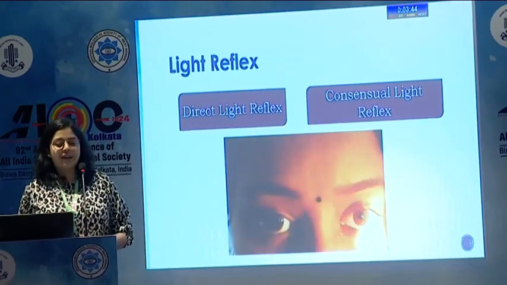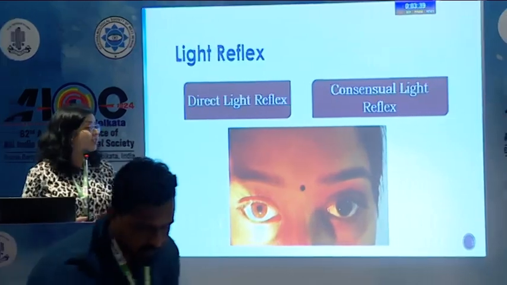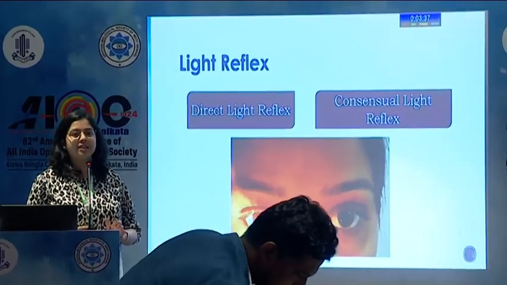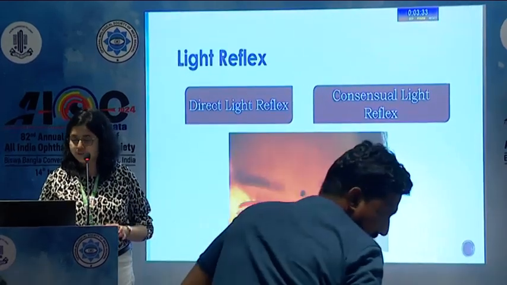First is the light reflex. It consists of the direct light reflex and the consensual light reflex. Constriction of the pupil in which the light is shown is the direct light reflex, and simultaneous constriction of the other pupil is the consensual light reflex.